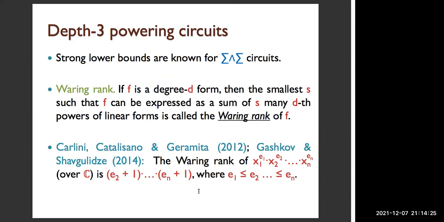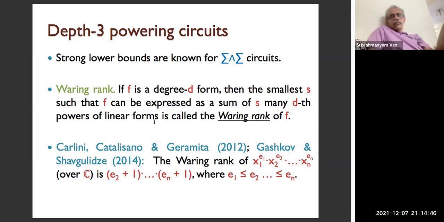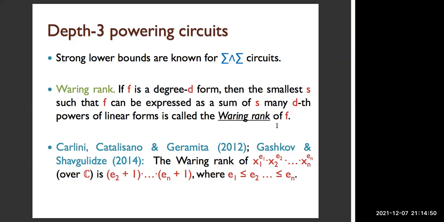I'm just stating one of them in the context of Waring rank. So the Waring rank of a homogeneous polynomial of degree d, which is also called a degree d form, is defined as follows. It's the smallest s such that f can be expressed as a sum of s many dth powers of linear forms. That's the Waring rank. By the completeness of the model, I know this can be done. So the question is, what's the smallest s?